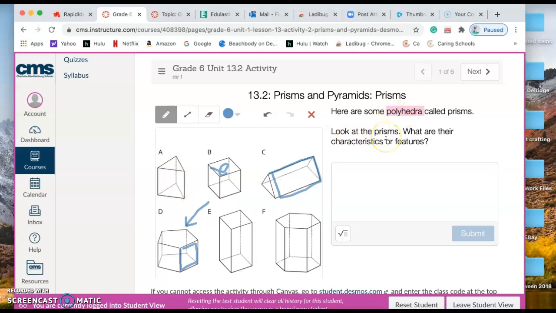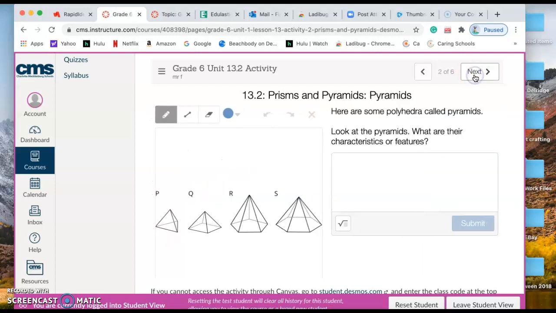So look at the prisms. What are their characteristics or their features? What makes a prism a prism? That's what we just spoke about. So if you're confused on that, please rewind the video. Prisms always have 2 congruent bases. Triangle, triangle in this case, pentagon, pentagon, hexagon, hexagon. They're always connected by rectangles. So you've got a triangular prism, a cube, triangular prism, pentagonal prism, rectangular prism, and a hexagonal prism.